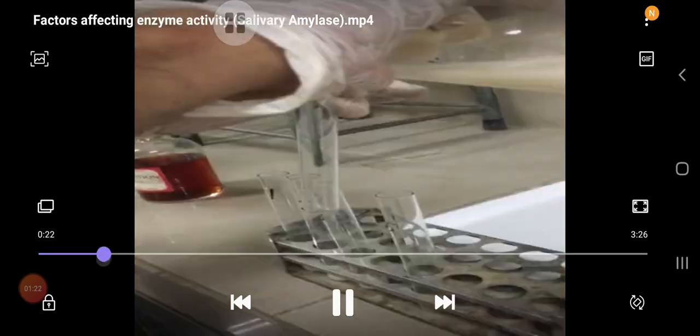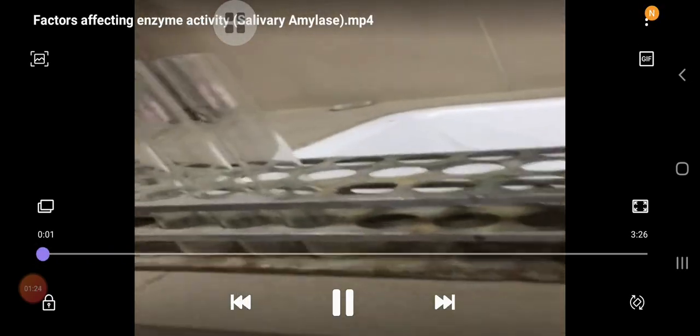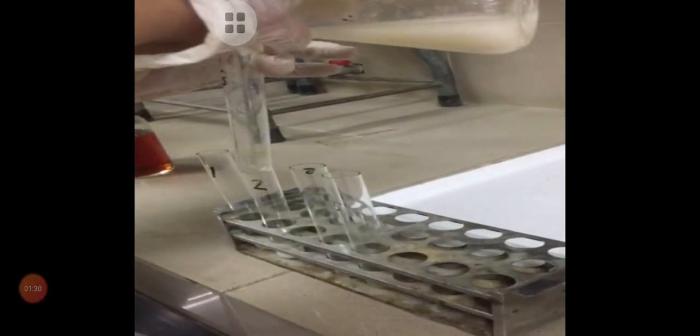So first of all, we are adding starch solution in all the test tubes. See, we have made 5 test tubes here, and we are adding starch solution, about 1 ml of that, in all the test tubes.